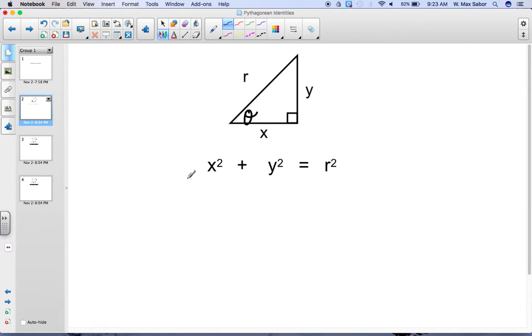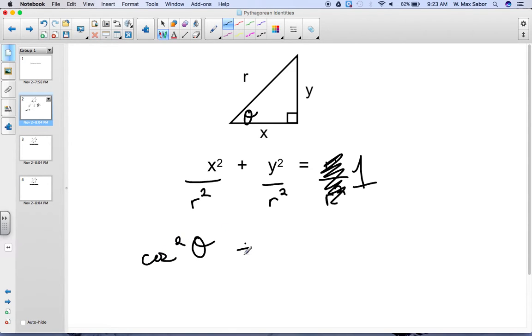So let's do the most common one, the one that you probably definitely remember. If you divide all of them by r squared, then you're going to get x squared over r squared plus y squared over r squared, and this whole thing is going to end up being 1. Now, if you remember what x over r is, that's cosine. So we can write that as cosine squared of theta. Y over r is sine, so sine squared of theta equals 1. And this is very helpful.